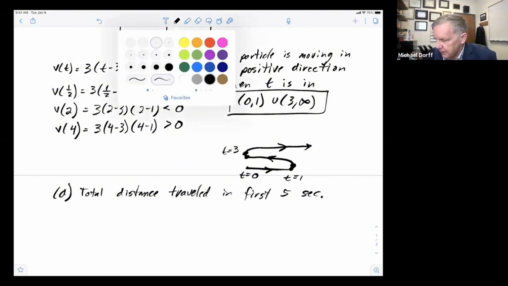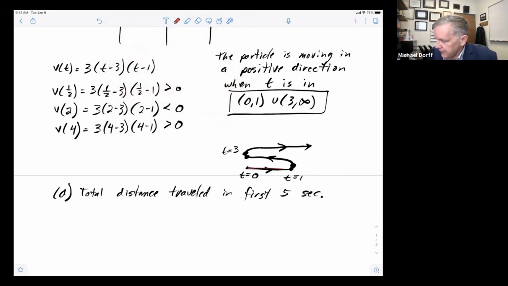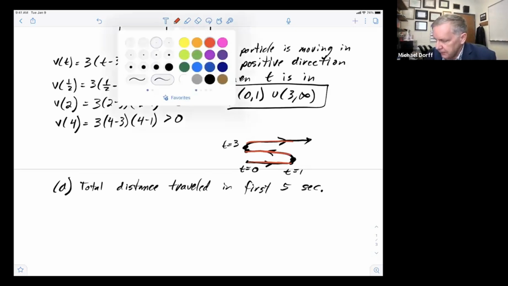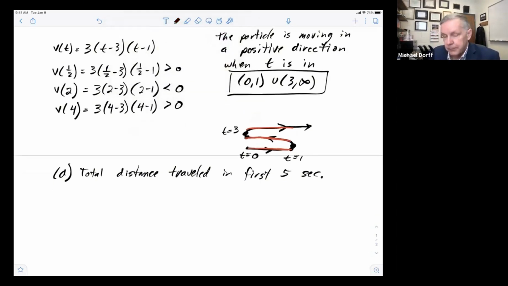Because if we look at this diagram we just drew, for the first second, it's moving in a positive direction. After that, it's moving in a negative direction, and then it's moving back in a positive direction. If we just did the distance from t equals 0 to t equals 5, it wouldn't represent all that going back in the negative direction and then going forward the second time after t is equal to 3. So what we need to do here is, well, let me write this first of all. Don't do the following: f of 5 minus f of 0.